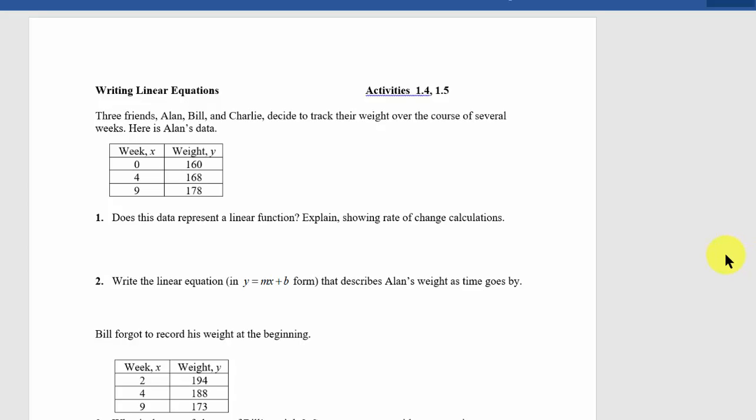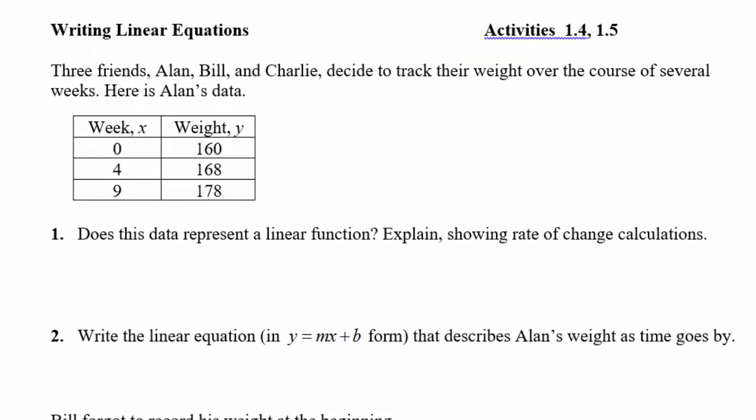So in this exercise, we're going to track the weight of 3 friends over the course of several weeks. The table that's displayed right now is the data for Alan. So in week 0, Alan weighs 160 pounds. 4 weeks later, Alan's 168 pounds.